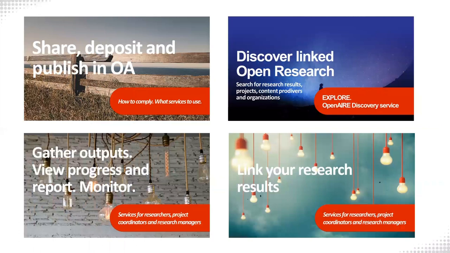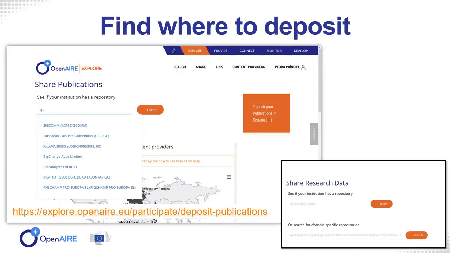Now, just to highlight the services that we have to share and deposit, to explore and to discover the content, to report and to link research results. First is that via the OpenAIRE portal, specifically the service explore.openaire.eu, you can check if your institution or repository is compliant with OpenAIRE, or if you have a thematic repository appropriate for you to deposit publications and to share research data. And you can check that directly in the OpenAIRE portal. The same for publications and for research data. We have a list of content providers that you can check, or if you just search for your institution or the name of the repository, you will find it and check if it's compliant or not, or if you have any repository available in your specific domain.